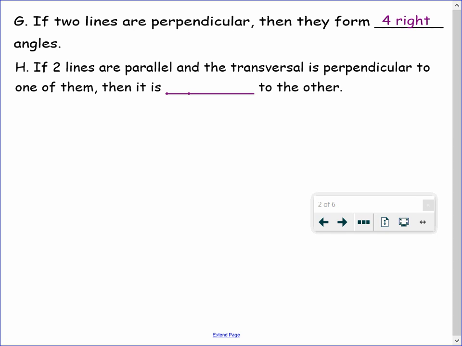Okay, so H is another way to show that lines are perpendicular. Because until this lesson, the only way to prove 2 lines were perpendicular was by the definition. If there was one right angle, that was the only way you could prove the lines were perpendicular. So how else can you do it? So if 2 lines are already parallel, and we have a transversal that happens to be perpendicular to one of them, then it is going to be perpendicular to the other.